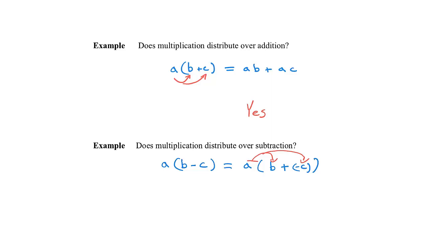So as a result, we would get AB plus A times negative C. Now finally, we can change that negative symbol back to subtraction, and we have the result that we would be looking for. We would have AB minus AC. And notice in the end, the A has been distributed to the B and the C.